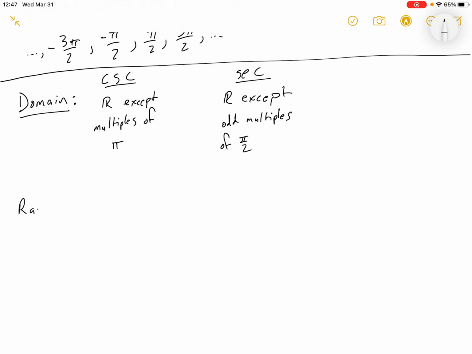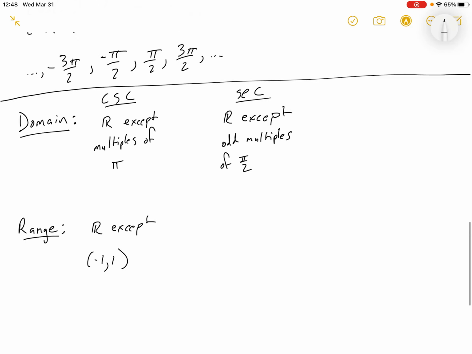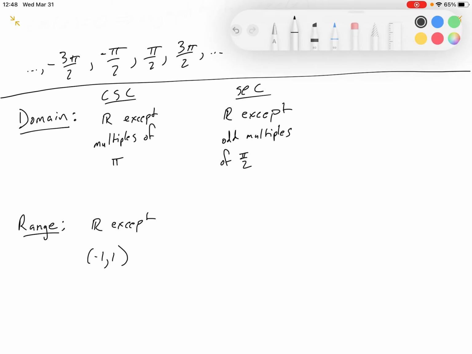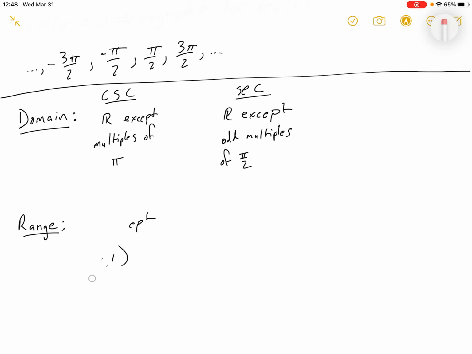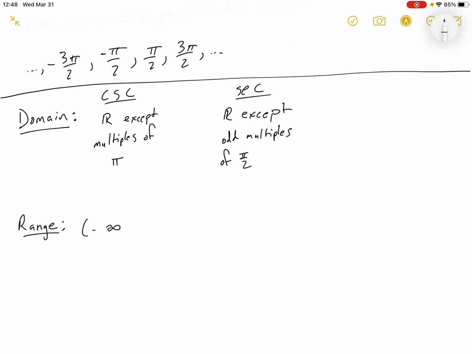And then the range for each of these is also kind of weird, because now it's all real numbers except the open interval negative 1 to 1. So notice I've taken out sort of that middle chunk where sine and cosine would exist. So instead of writing it like this, I'm actually going to rewrite it to be negative infinity to negative 1, and then also 1 to infinity. And this is true for both cosecant and secant. We're sort of taking out that middle chunk there.